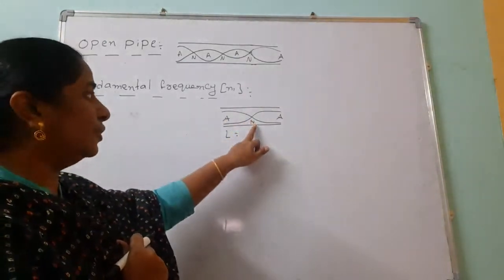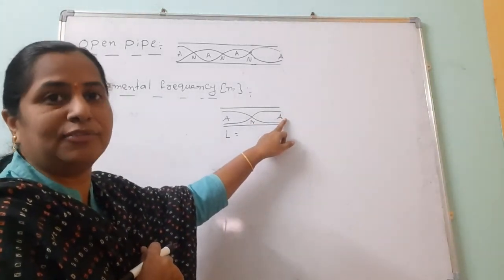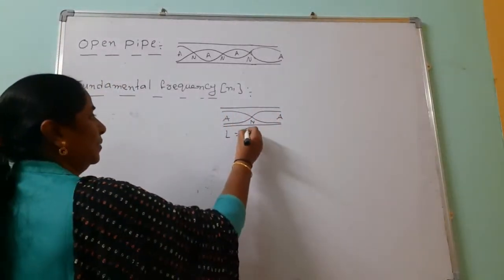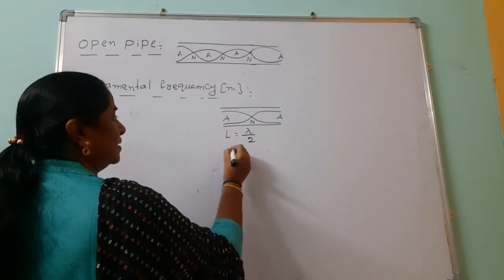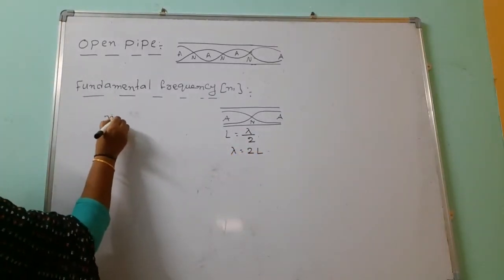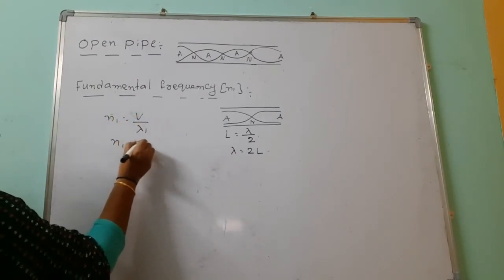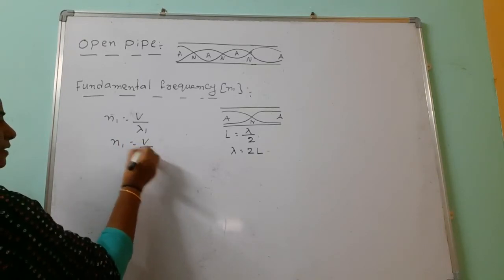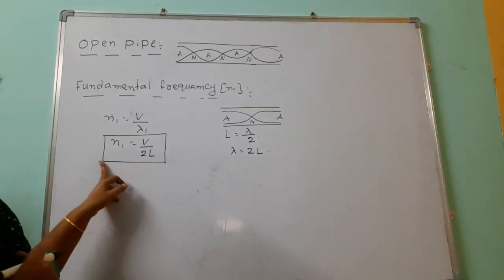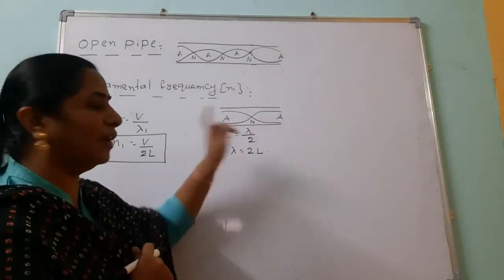Here the antinode to node distance is lambda by 4, and here to here the distance is lambda by 4. Otherwise, we know that the distance between two successive antinodes is lambda by 2. From this, lambda equals 2L. So frequency N1 equals V by lambda 1, N1 equals V by 2L. This is the expression for the fundamental frequency, and it has two antinodes and one node.